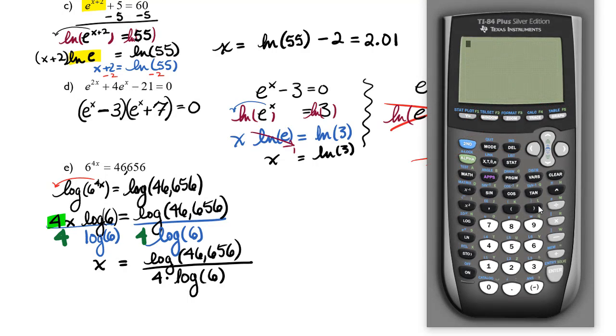In the numerator, log of 46,656 divided by, now since I have 2 factors in the denominator, I'm going to put parentheses to group the denominator separate from the numerator. So open paren 4 times log of 6, close paren, close paren. So my answer to this is x equals 1.5.